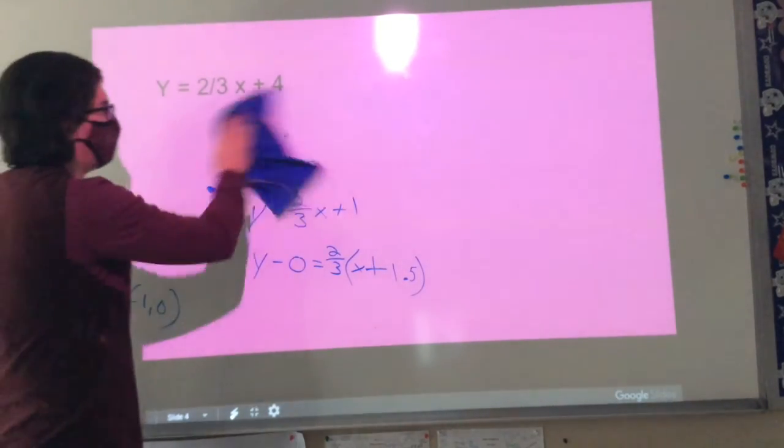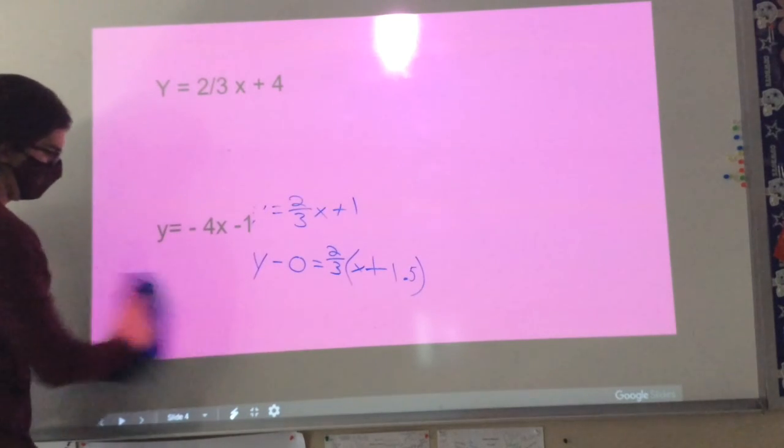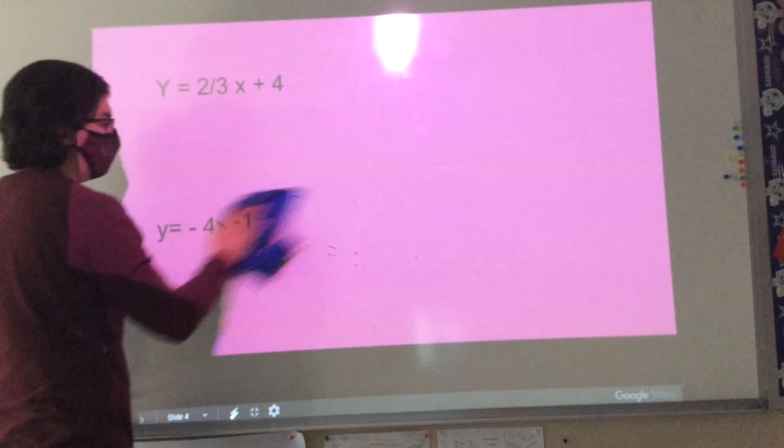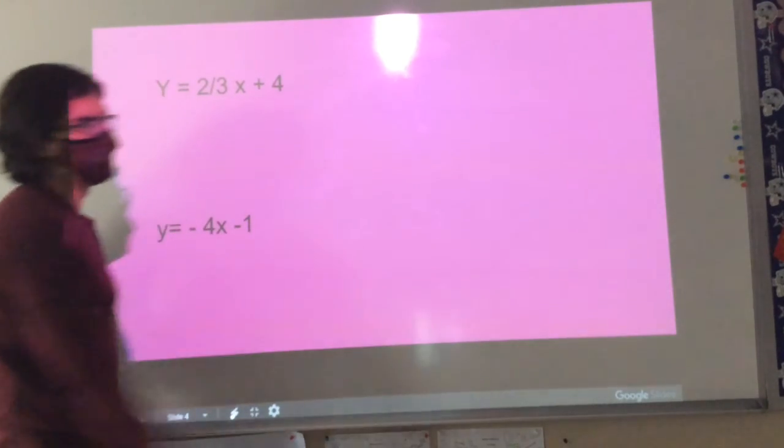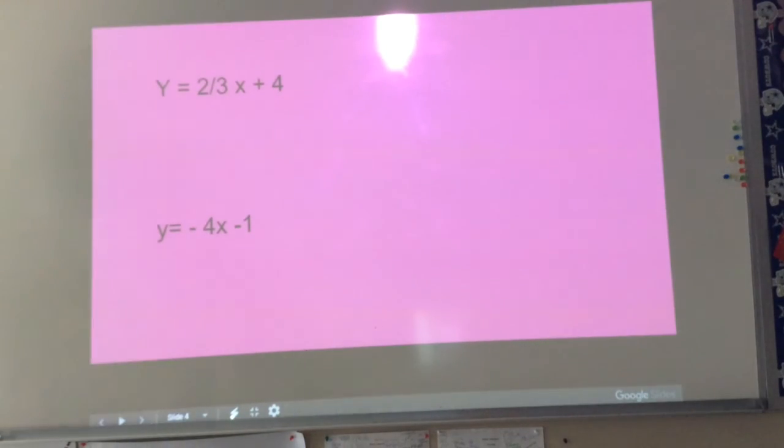I've given you a couple equations here. They're in slope-intercept form. And what I want to do now is show you how to create the graphs. Remember yesterday's assignment, we were supposed to graph, and I told you not to worry about it? That's where we're at. So now I want to show you how to graph these.